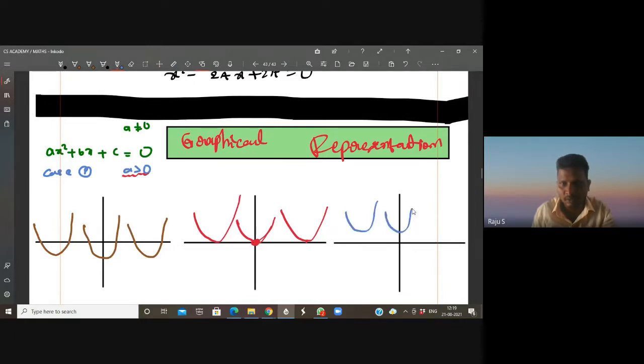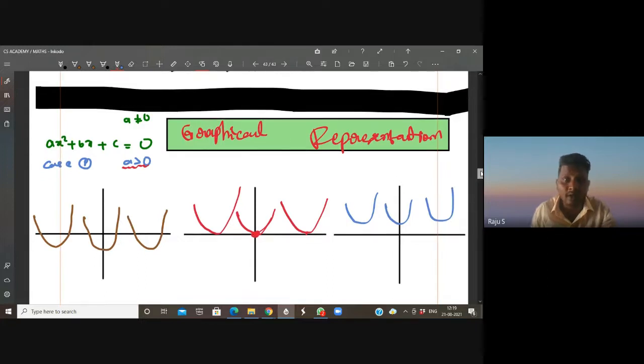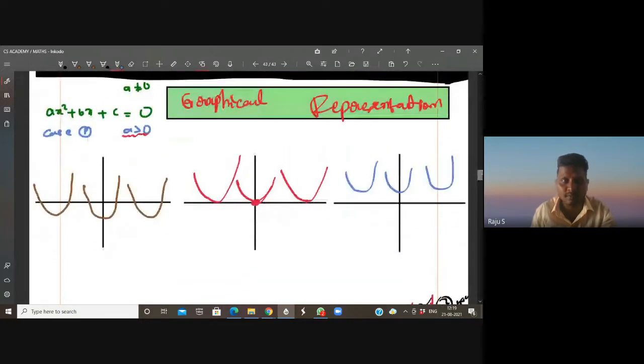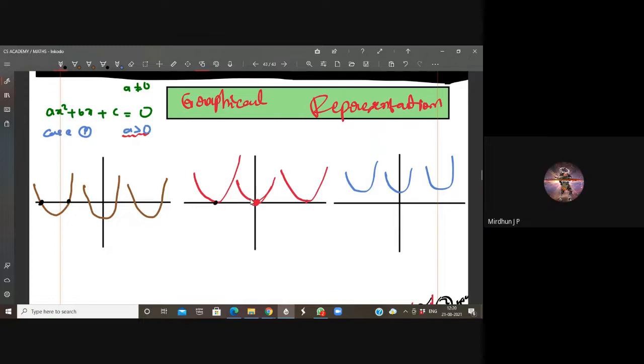So indirectly I have taken 9 quadratic equation graphs. I have drawn 9 quadratic equation graphs. See, what do you mean by this? Students, to find the roots of the quadratic equation, the roots are given where the graph intersects the x-axis. Every quadratic equation has how many roots? Two roots. Okay, fine.